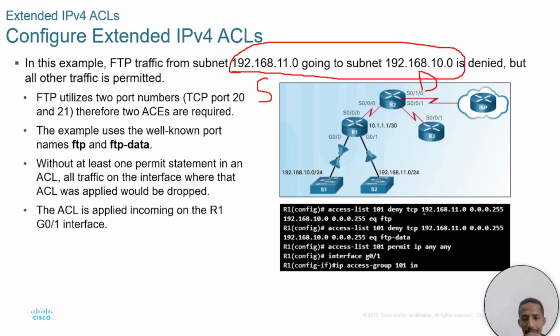So this is the source, and going to who? To the destination. So the destination is this one. What kind of request? The FTP request and the HTTP request. Both of them have been denied. And also the last one is permitted: IP from any source to any destination has been permitted.